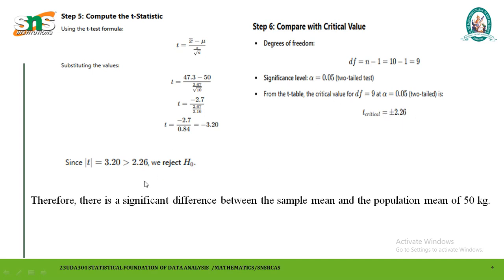Comparing these two values, our value is greater than the table value. So we reject the null hypothesis. Therefore, there is a significant difference between the sample mean and the population mean of 50 kg.